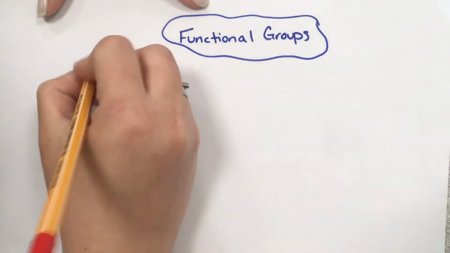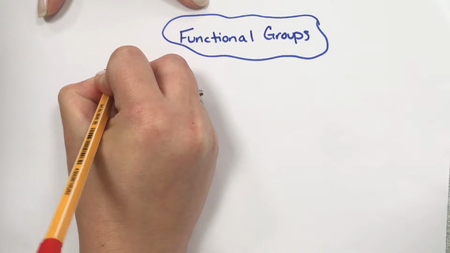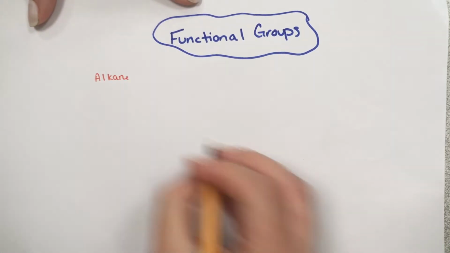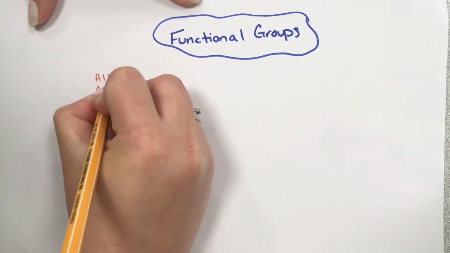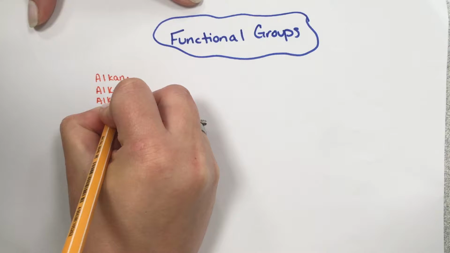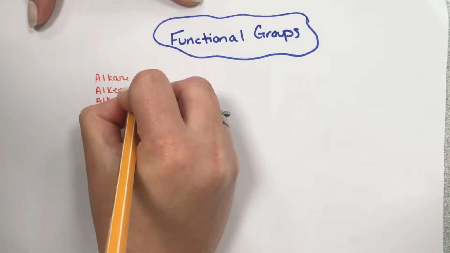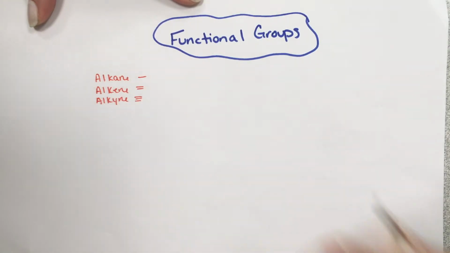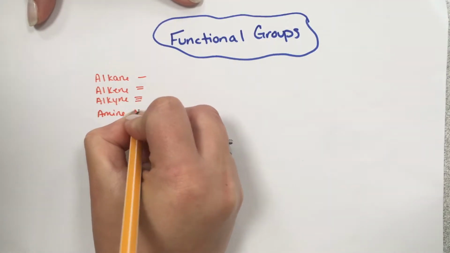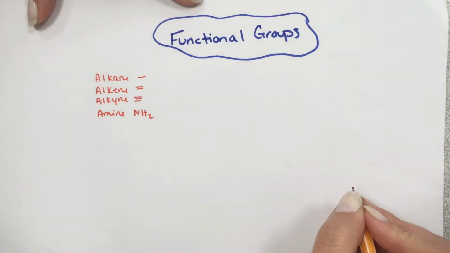So we already know what an alkane is, right? We already know what an alkene is. We know what an alkyne is. So just single bond, double bond, triple bond. We know those already. First three things we've talked about. Amines, we talked about those as well. And that has nitrogen in it, similar to that.